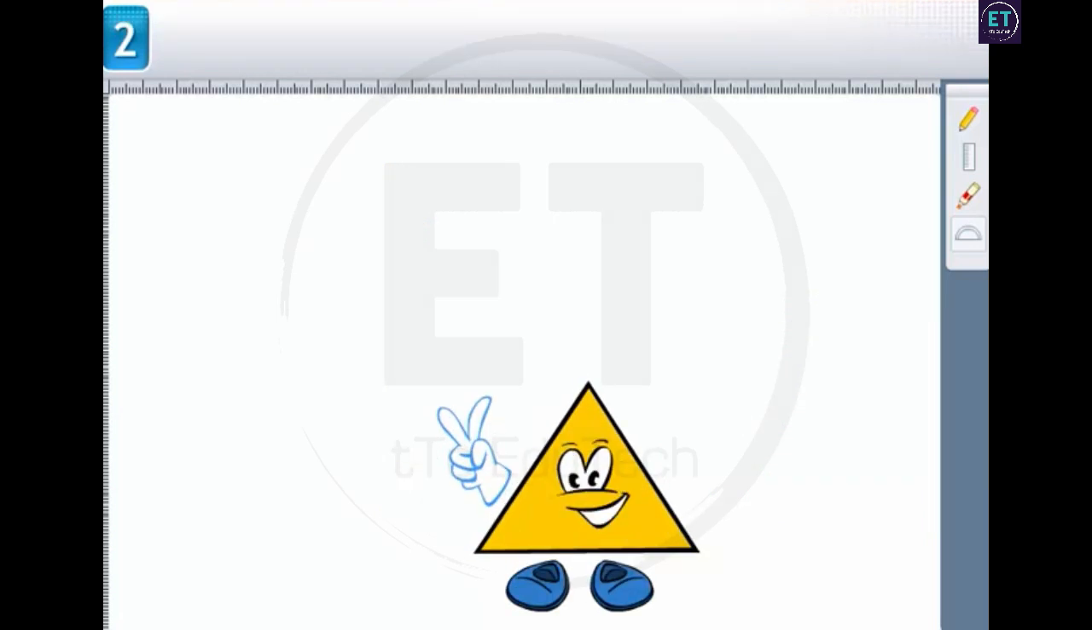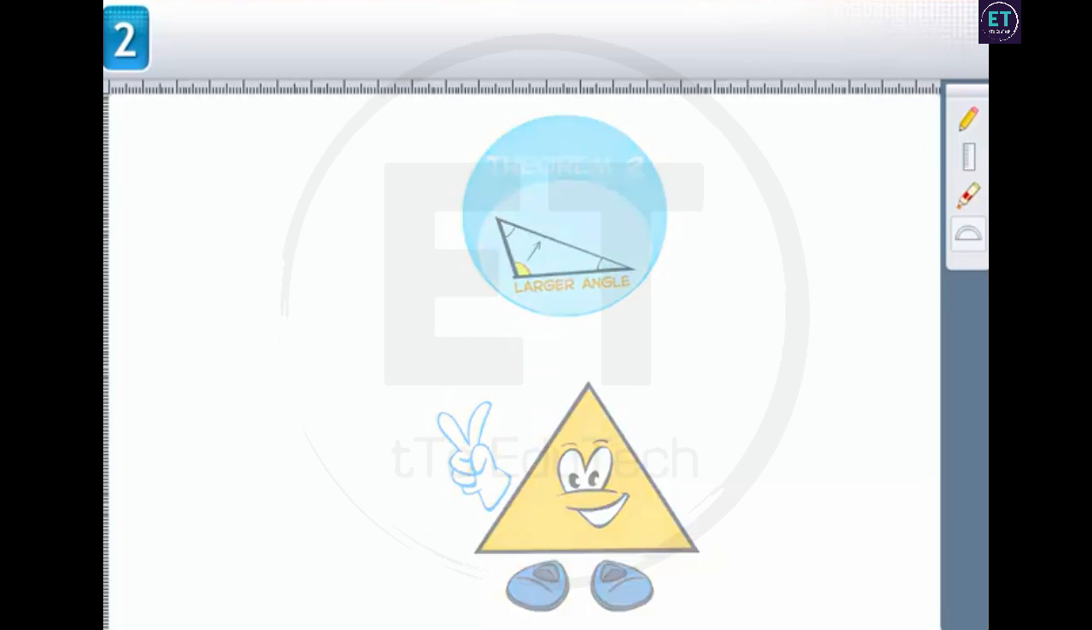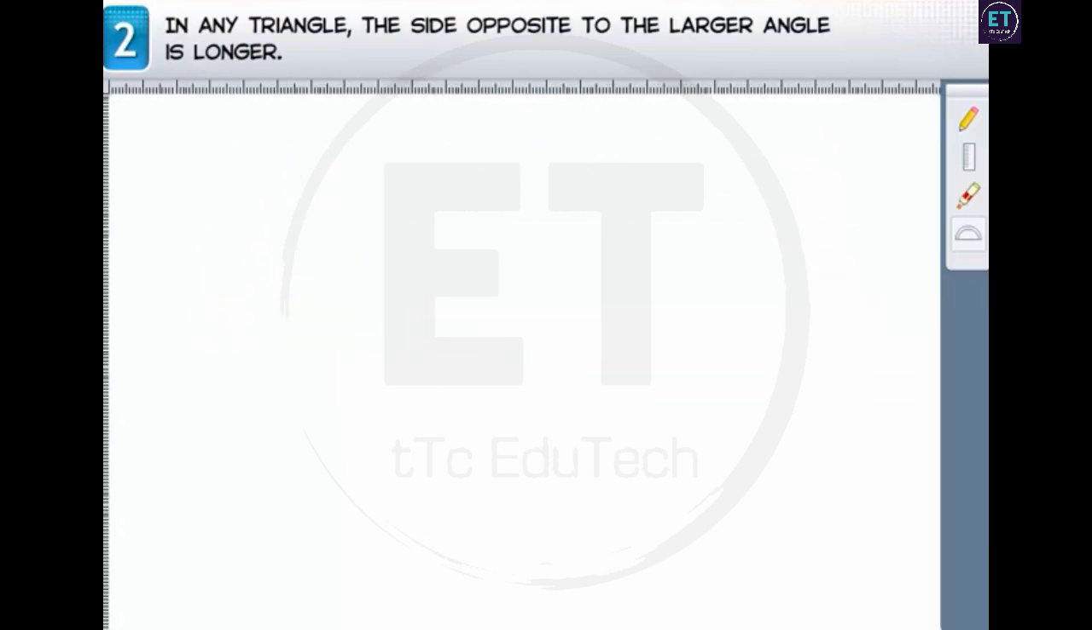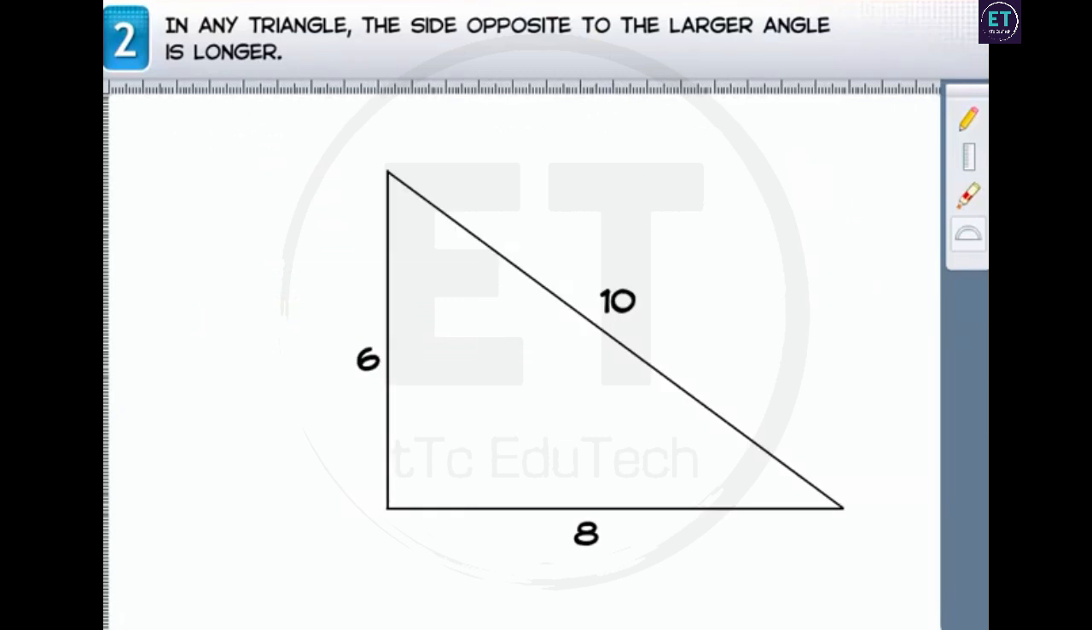Now, let's verify the second theorem. The theorem says that in any triangle, the side opposite to the larger angle is longer. Now, let's verify this theorem using the first triangle. The greatest angle in this triangle is 90 degrees. You can verify that the side opposite to the greatest angle is the 10-unit stick, which is the longest stick among the three sticks. As an exercise, you can verify this with other triangles also. The second theorem is converse of the first theorem.